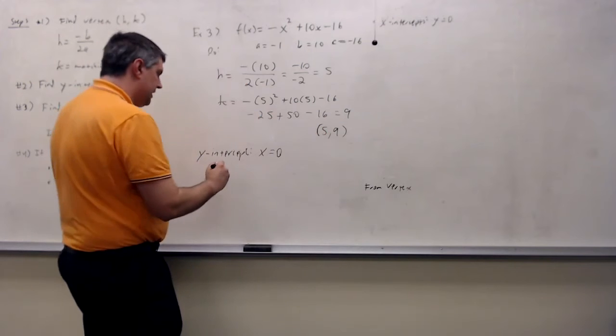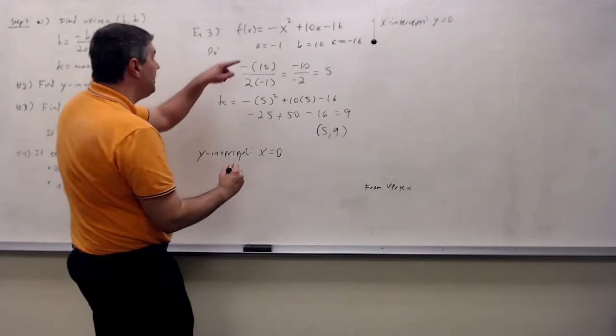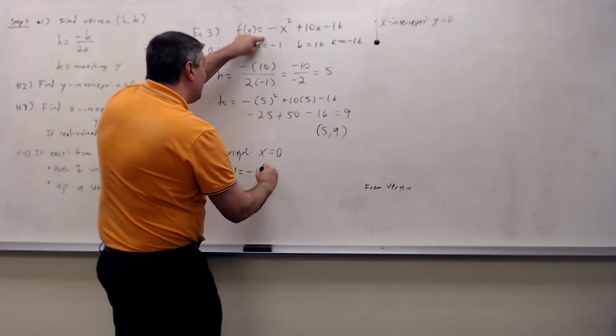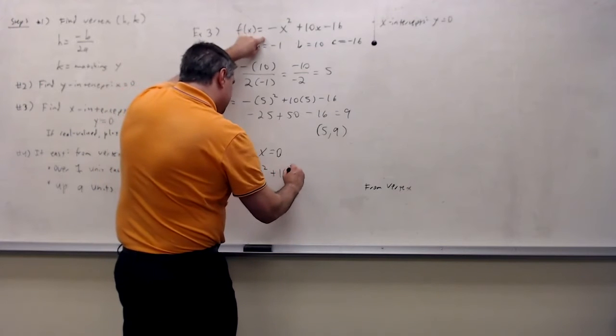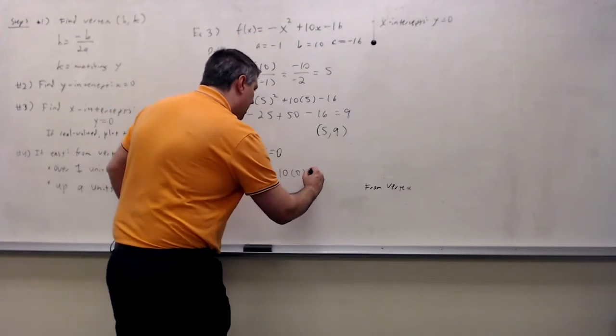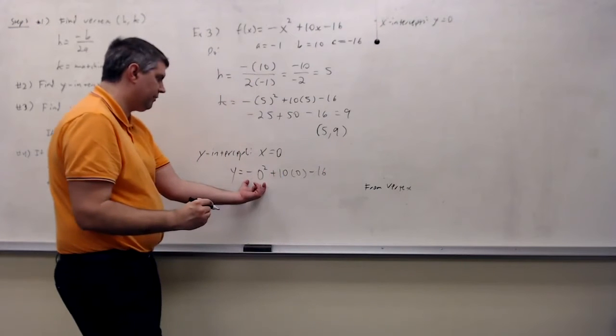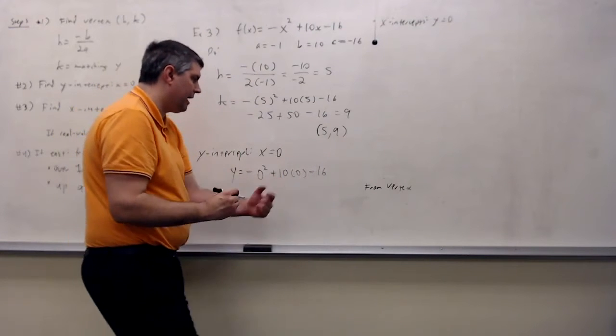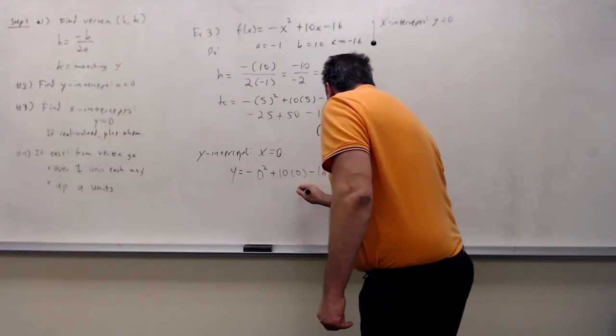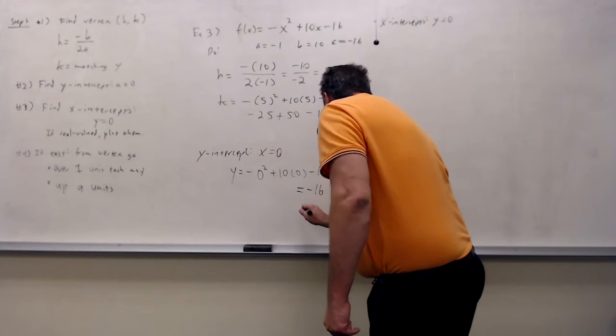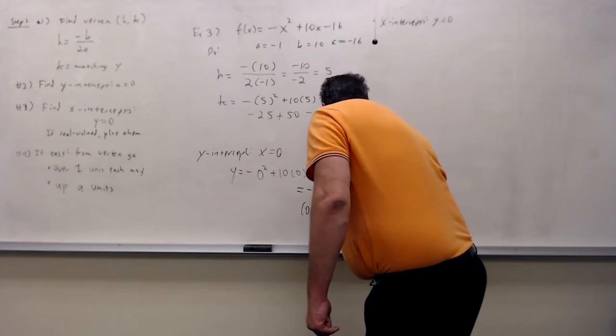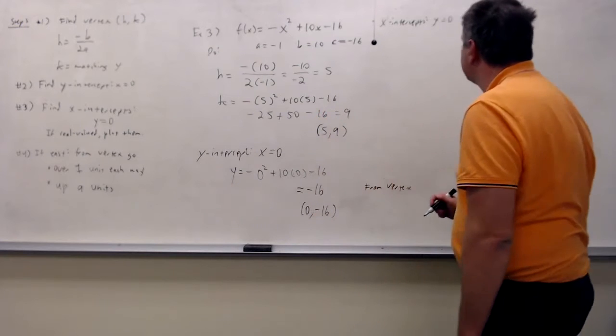Now, x equals 0, so y will equal -0 squared plus 10 times 0 minus 16. 0 plus 0 minus 16 is -16. So it's 0, -16.